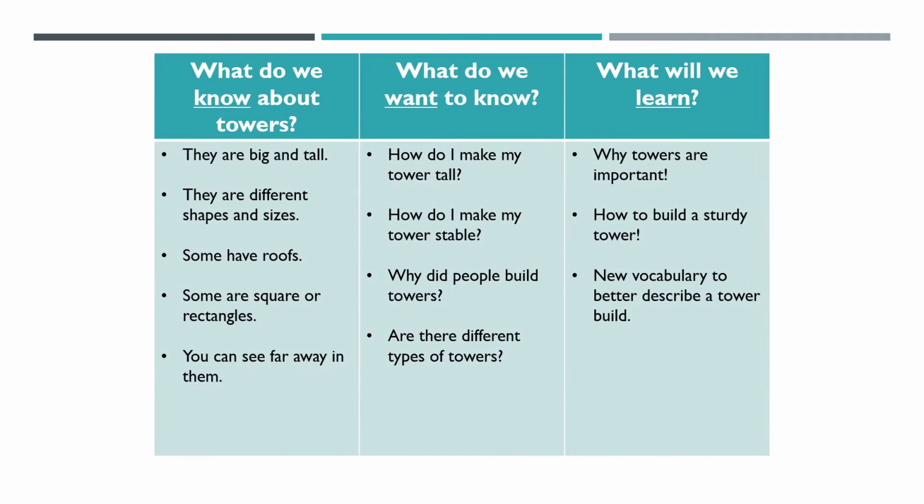Here we go. So this is just a simple chart that I made. Your answers might be really different from mine, and that is wonderful. We should celebrate those differences, friends. So what do we already know about towers? You might have said something like they're really big, they're really tall. Some of them have roofs, like in our picture. Some are squares, some are rectangles.